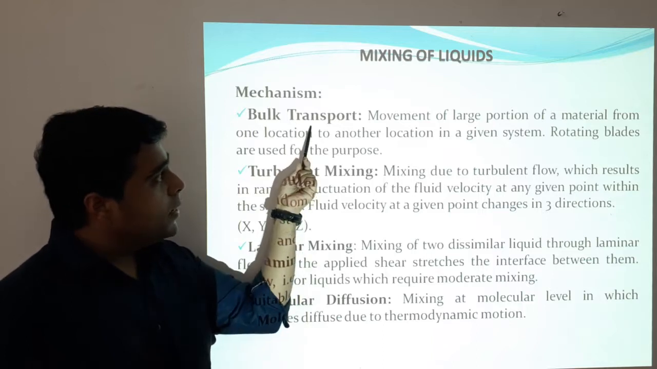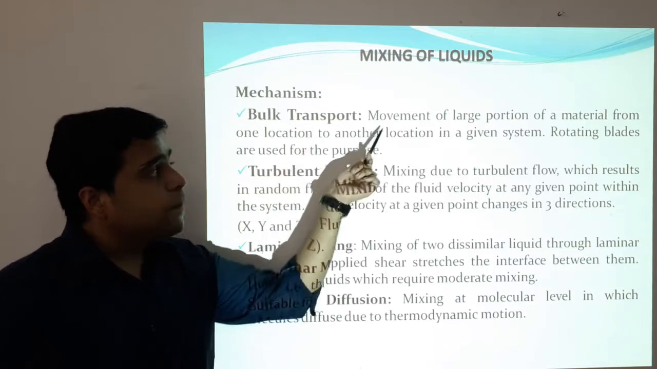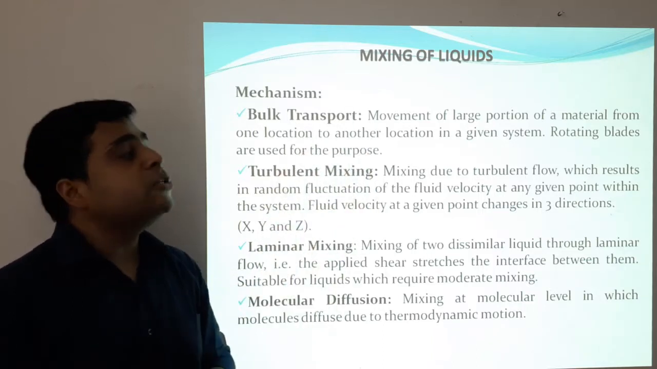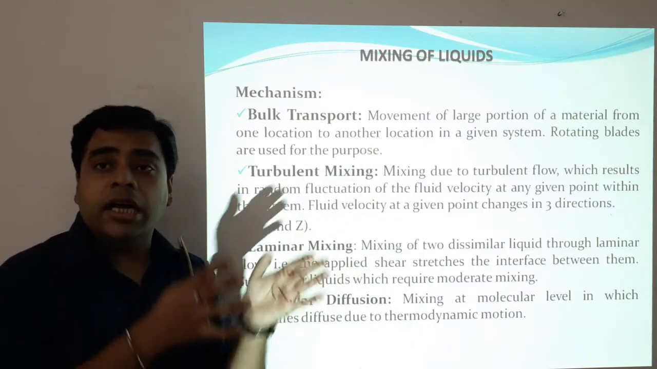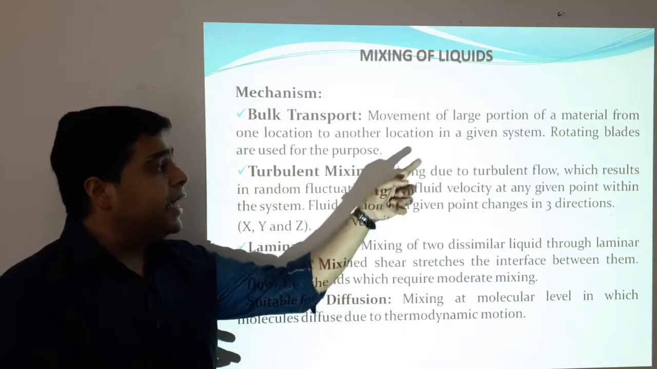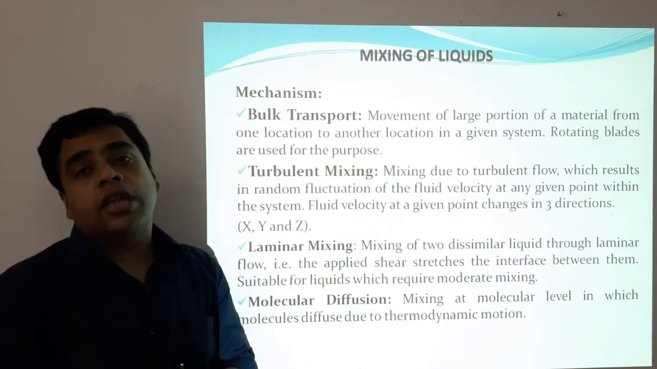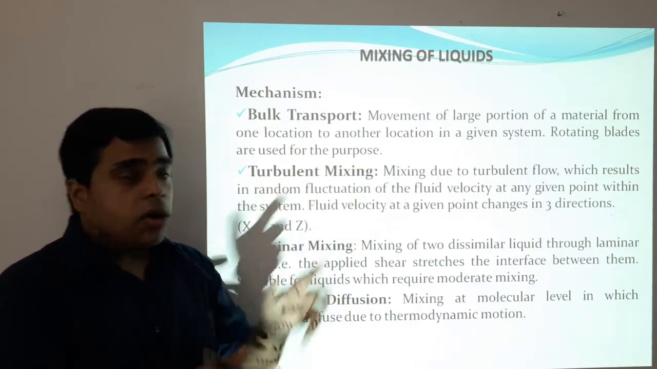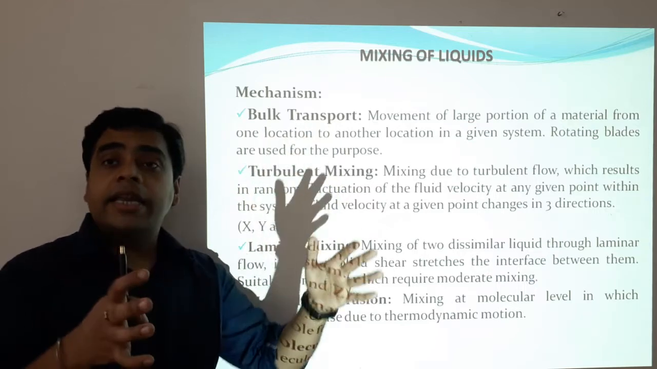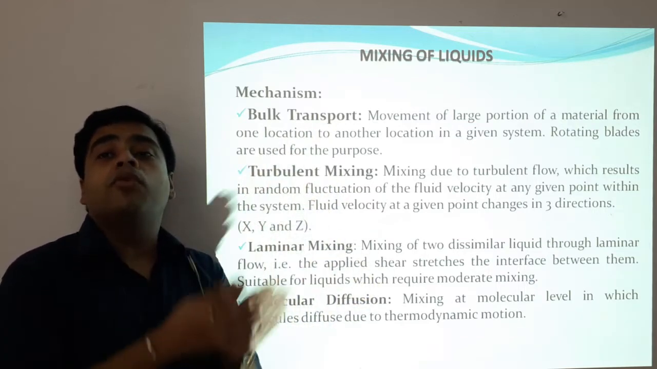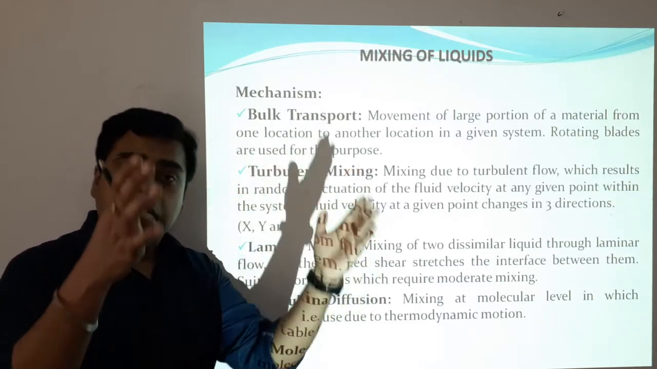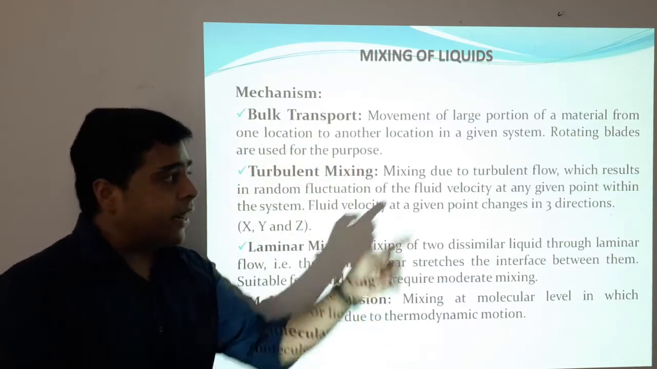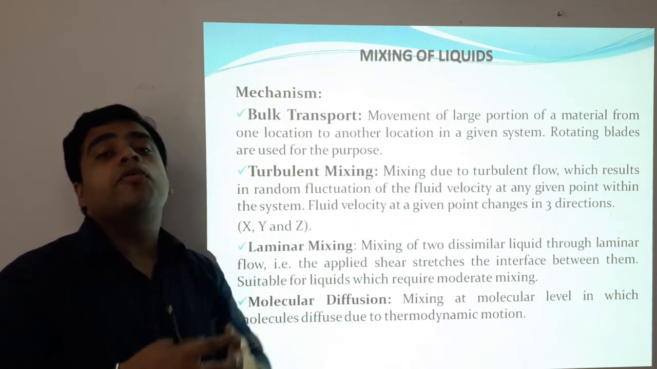So let us come to bulk transport. Bulk transport is the movement of a large portion of material from one location to another location in a given system, and here rotating blades are used for the purpose. So in bulk transport we have to constantly send the material from one location to another in the mixing tank itself, and we have to employ some rotating blades for the purpose.